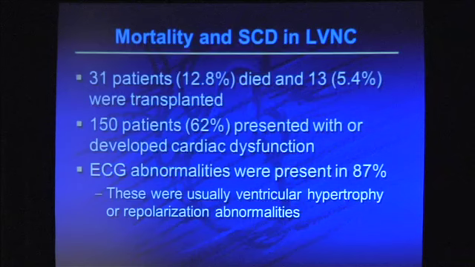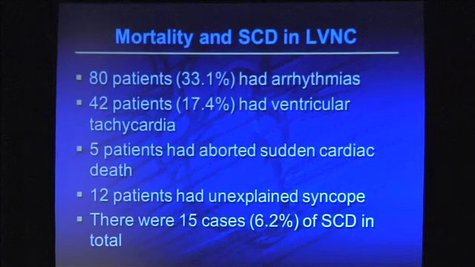Ultimately, out of this group, 31 patients died, and about 13, or a little over 5%, were transplanted. And what we wanted to know is, how could we figure out which patients were going down that path? Who was it that was going to die, and who was it that was going to require transplant?